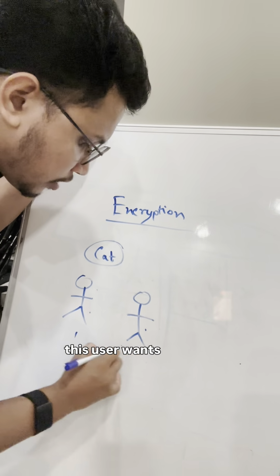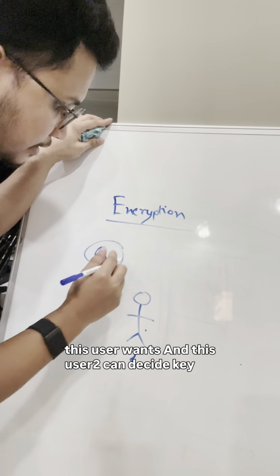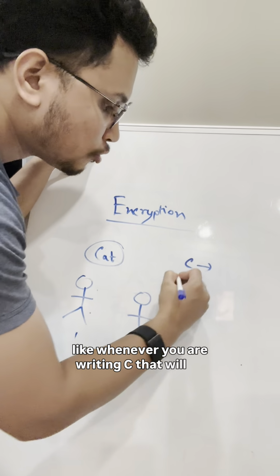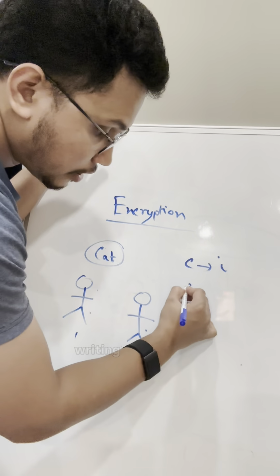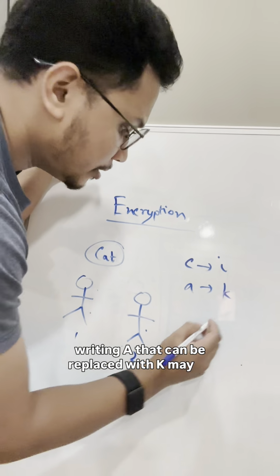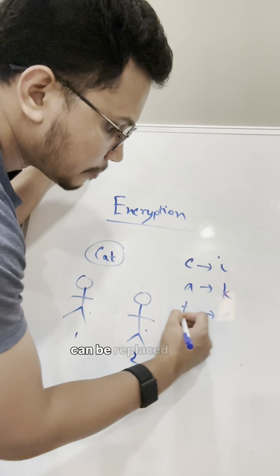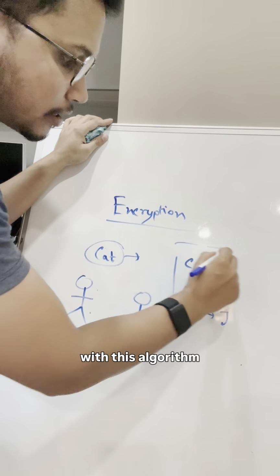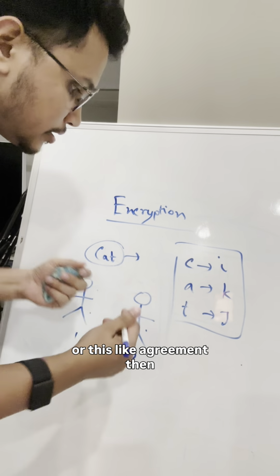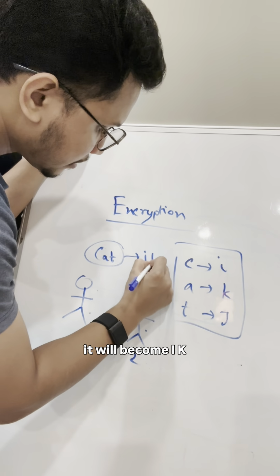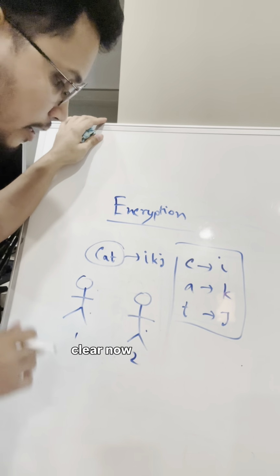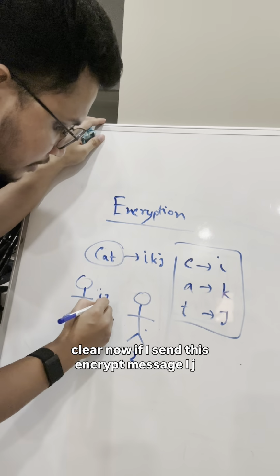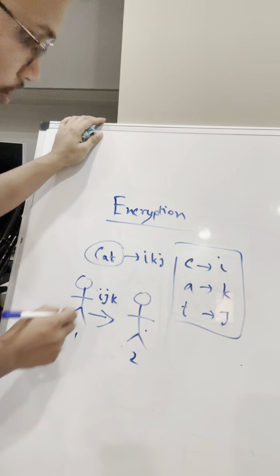User 1 and user 2 can decide that we will maintain a table. Whenever you write C, that will be replaced with I. Whenever we write A, that can be replaced with K maybe. And when you write T, that can be replaced with J. Now, if I encrypt CAT with this algorithm or agreement, it will become I, K, J. Clear?